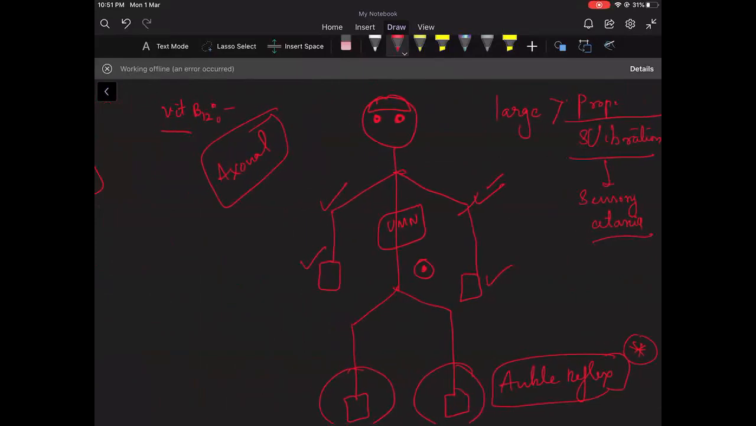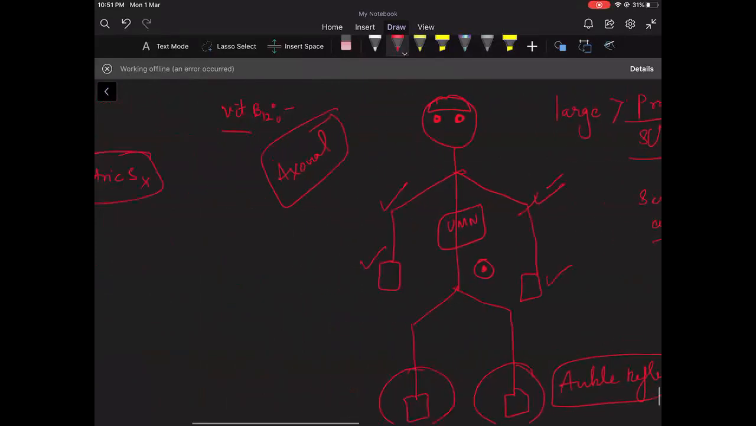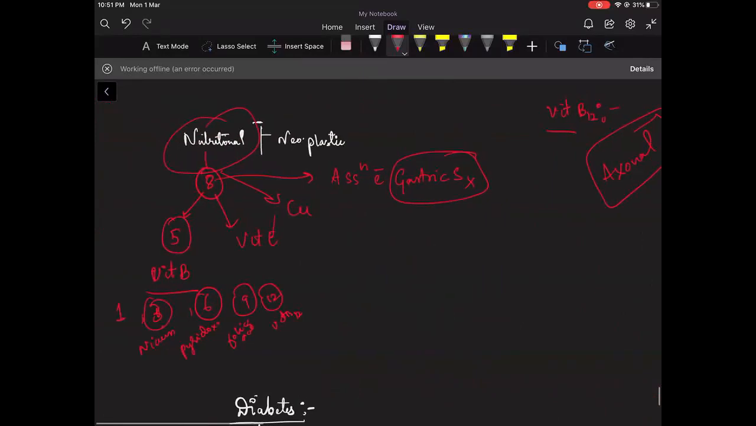Another important cause, vitamin E, copper, I'll skip, sir. It's taking too much time, and I have to cover diabetes also. Diabetes is important, but I'll give the notes of that particular topic.